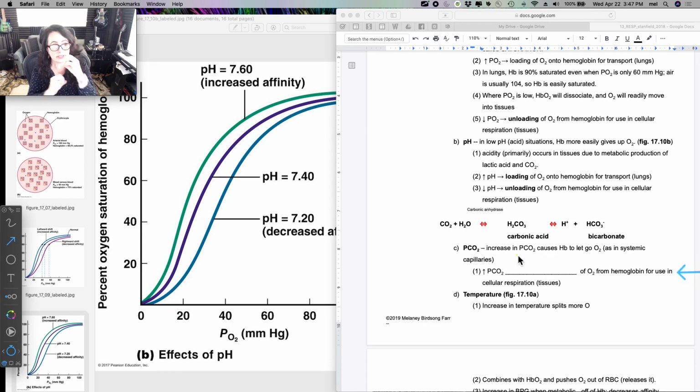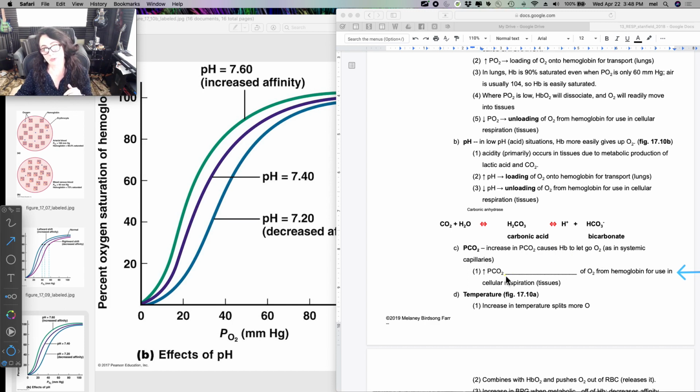So an increase in PCO2 should do what you need to do at systemic capillary beds. And what do you need to do? Do you need to get on the bus to ride to work, or do you need to get off the bus to go to work? So you need to get off the bus, right? You need to get oxygen off of the hemoglobin bus because you need to use it for cellular respiration. So not surprisingly, an increase in PCO2 causes hemoglobin to let go of oxygen, like in systemic capillaries.